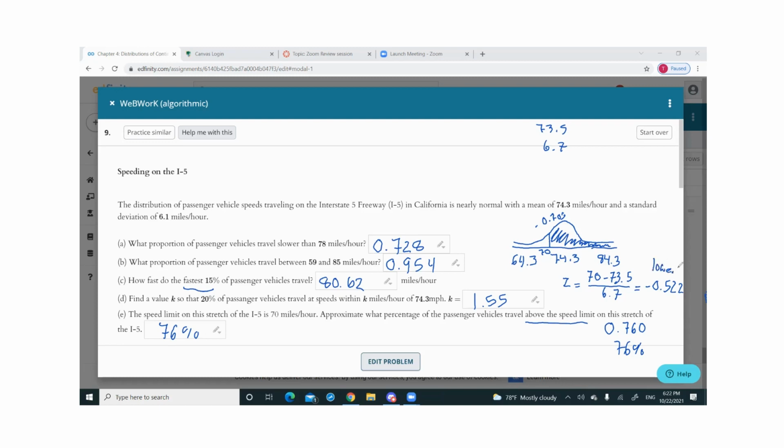Okay. So now, when you go to your calculator, you'll go to second VARS. Now you'll go to normal CDF. And your lower will be minus 0.522.